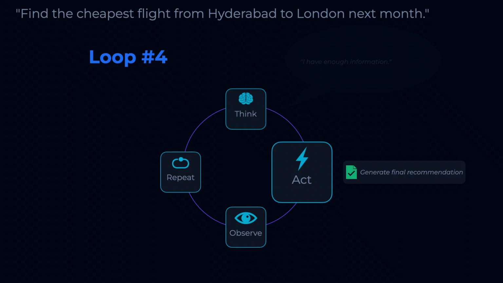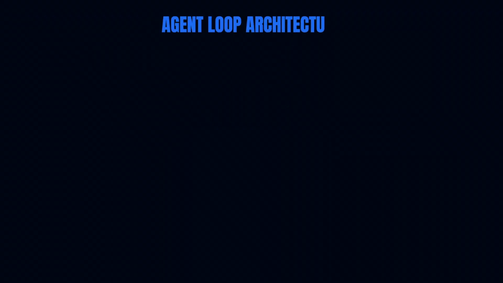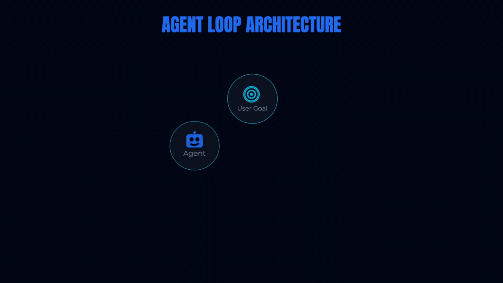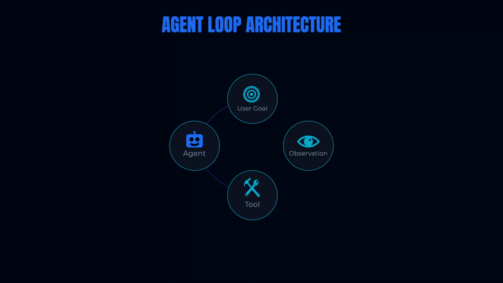Now let's understand the architecture of the agent loop. Imagine the user interacts with the agent, the agent calls the tool, and the tool returns the result, which is then fed into the observation. Then the agent starts again, it calls tools, then observation. It repeats this cycle until the final outcome is achieved.